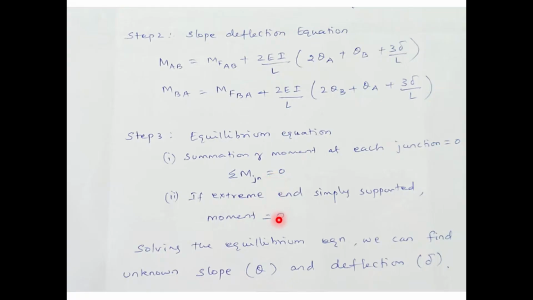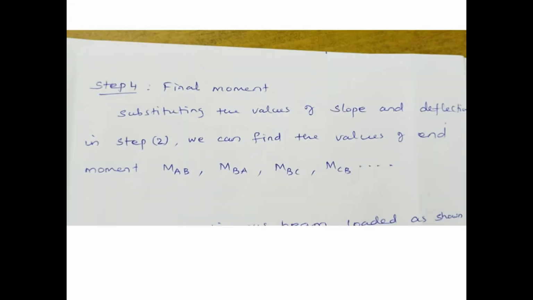Then we can solve the equilibrium equation. We can find the unknown slope and deflection. Then the fourth step, final moment. Okay, our aim is to find the end moments.